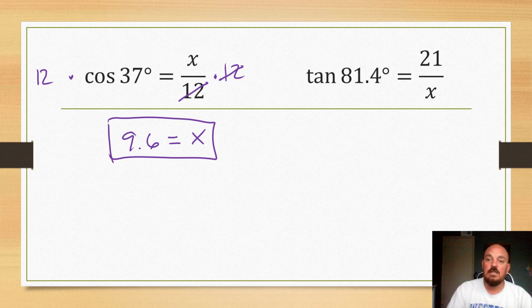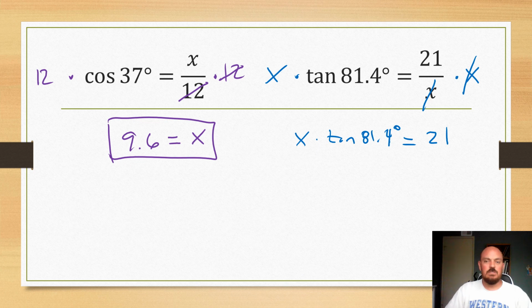Well, the way you cancel out something just like our 12 from before, if I want to cancel an x in the denominator, I'm going to multiply both sides by x. Now on the right-hand side, this x cancels with this one and just leaves the number 21. On the left-hand side, you have exactly what you see. You have x times tangent of 81.4.